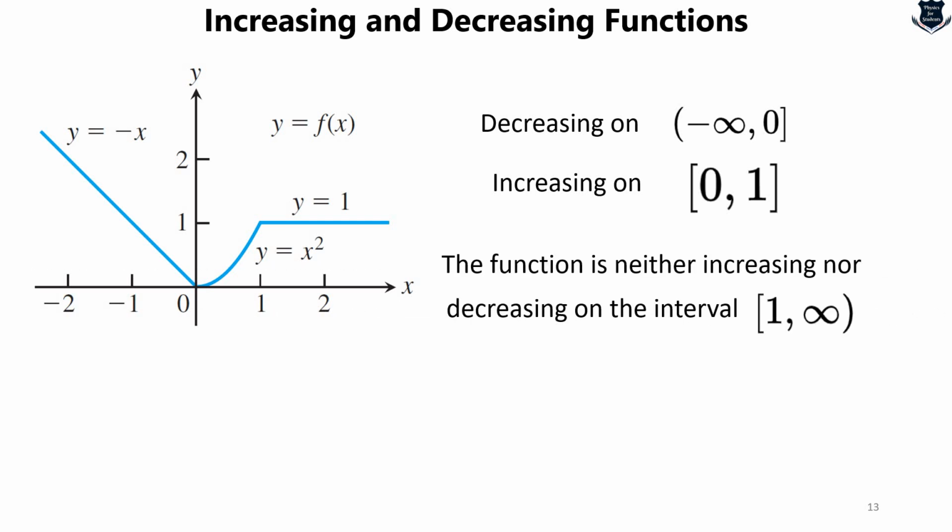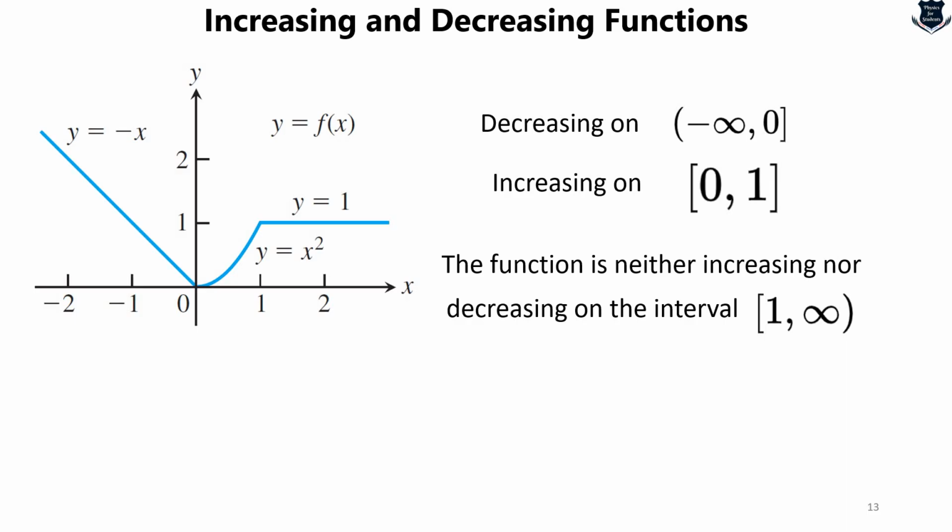So from here we can say that the function is neither increasing nor decreasing on the interval 1 comma infinity because of the strict inequalities used to compare the function's values in the definitions. So it is decreasing from minus infinity to 0, increasing on 0 to 1, but the function is neither increasing nor decreasing on the interval 1 comma infinity.